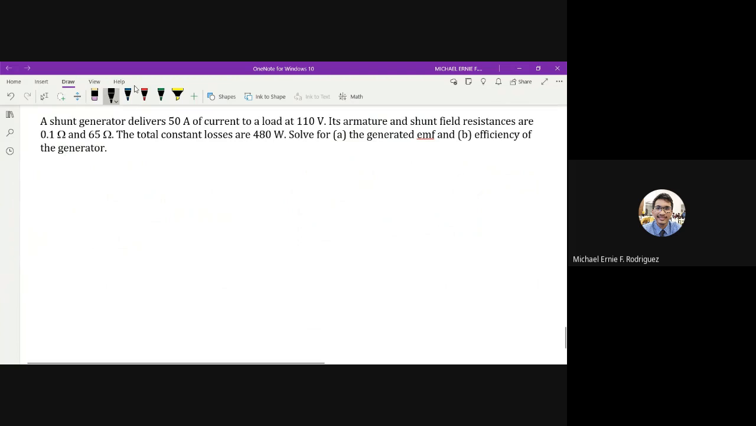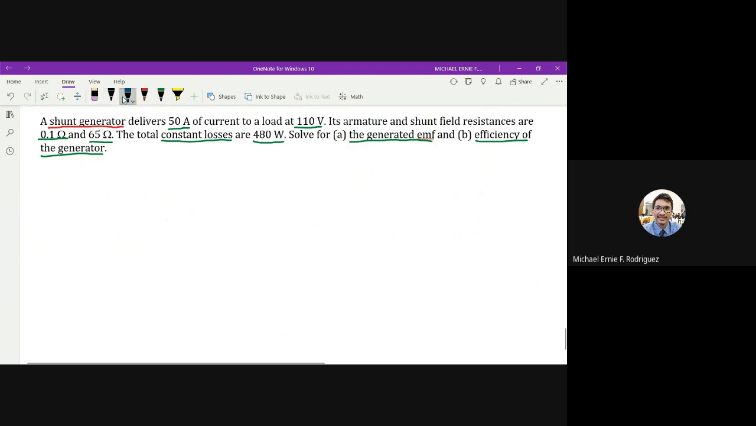So, a shunt generator, again, delivers. So, alam natin yung pagsabing delivers this current, doon yan sa load side. So, meron kang 50 amperes of current to a load at 110 volts. Its armature and shunt field resistances are 0.1 ohms and 65 ohms, that is respectively. And then, nabanggit na yung losses. The total constant losses are 480 watts. Okay? So we have to solve for the generated EMF and the efficiency of the generator. Okay?